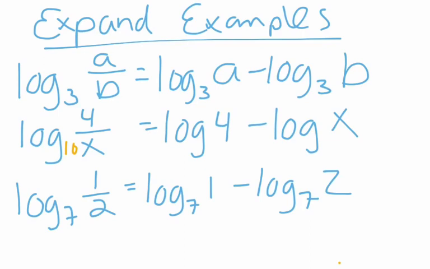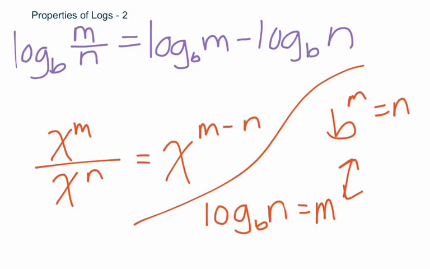Okay, and we can also go in the other direction. So that would be our collapse direction. If you are given a logarithmic expression and it's already written out with the subtraction, you can collapse it and rewrite it as a single logarithm of a quotient, and you just take the first argument and divide that by the second argument. So here are our collapse examples.